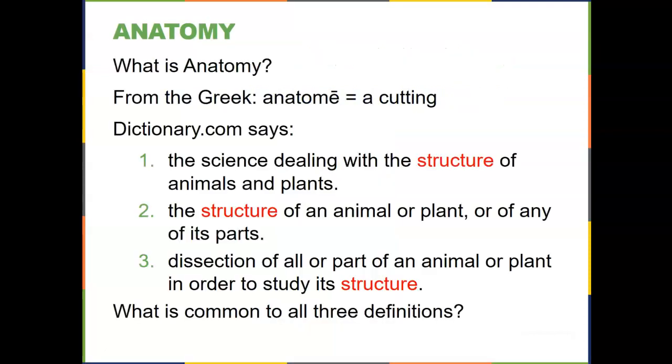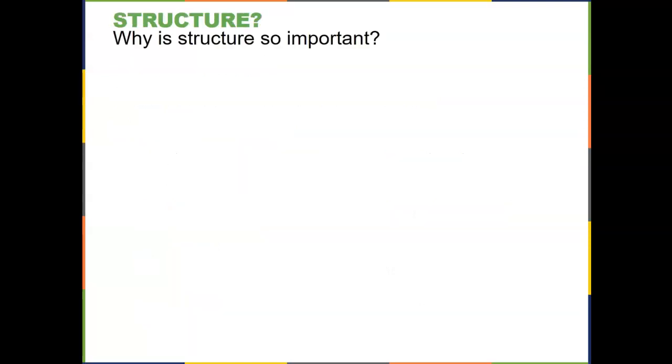So let's first start with what is the definition of the word anatomy? It's actually a Greek word, anatomy, and it means a cutting. Different dictionary definitions also talk about what anatomy is: the science of dealing with structure of animals and plants, the structure of an animal or a plant or any of its parts. Or number 3, dissection of all or part of an animal or plant in order to study its structure. But what do all these definitions have in common? The word structure. So structure is a key part of anatomy.